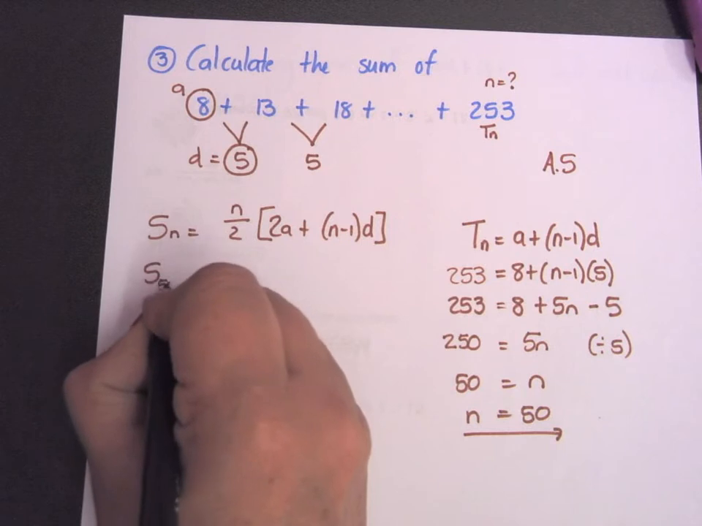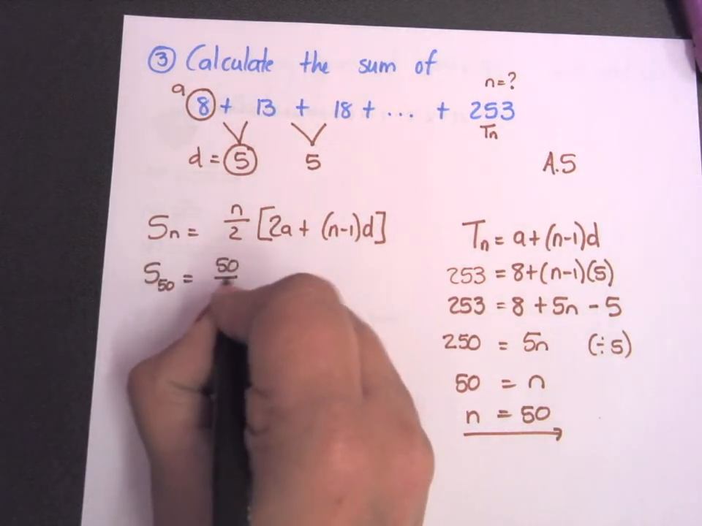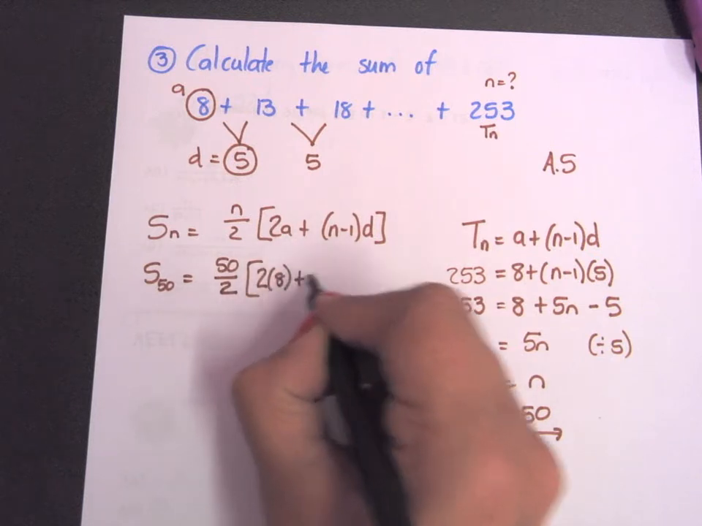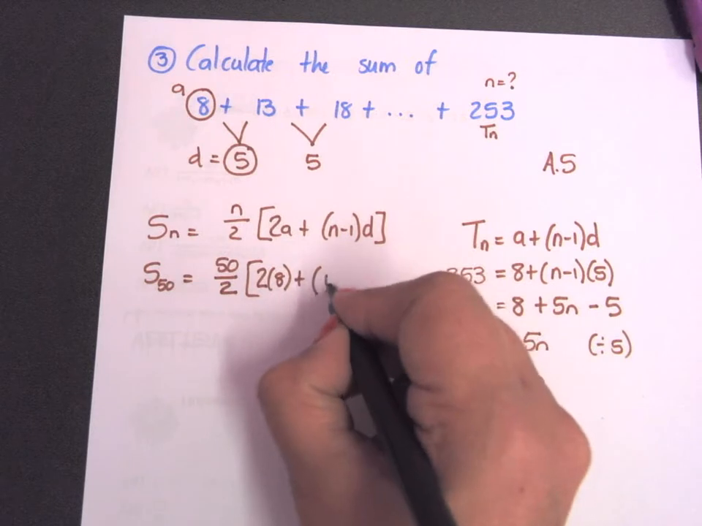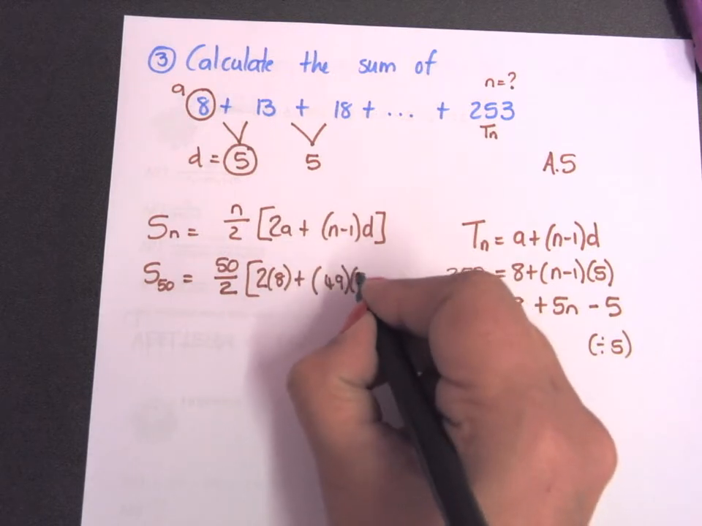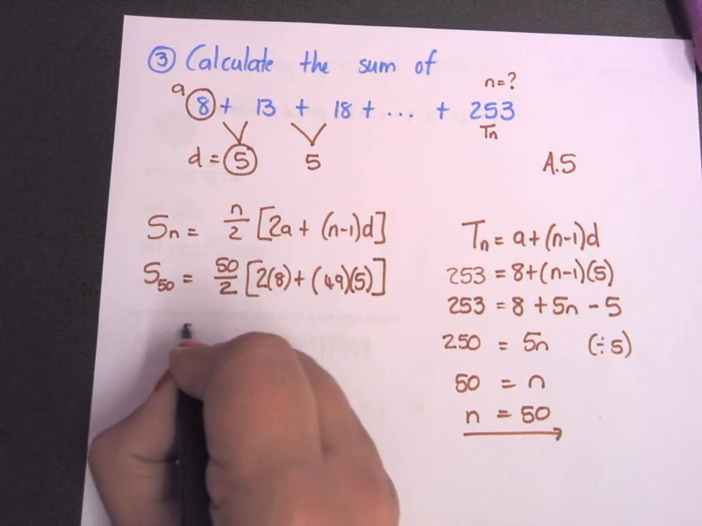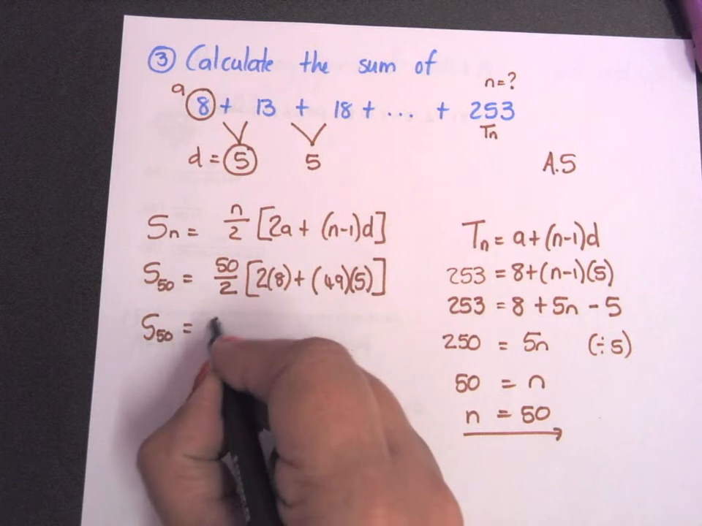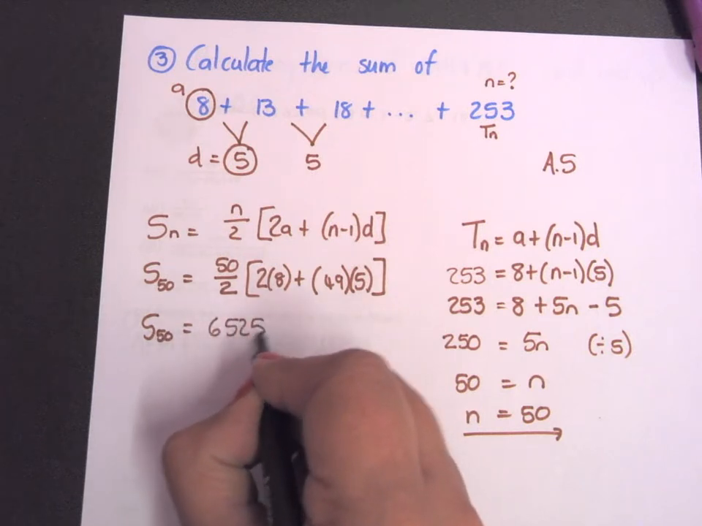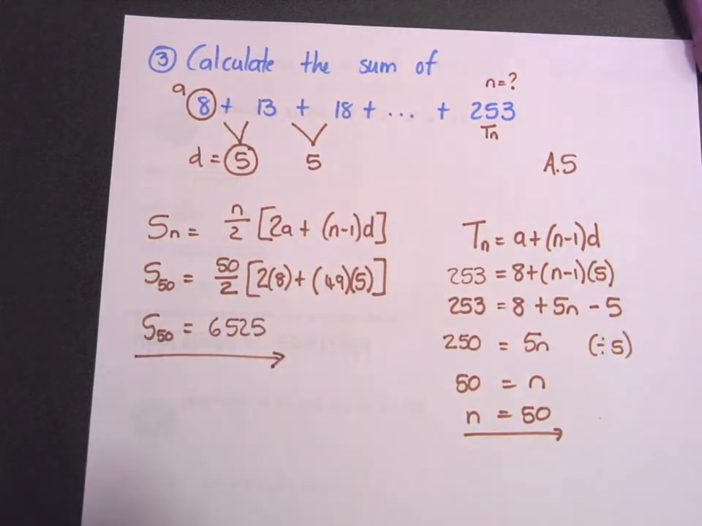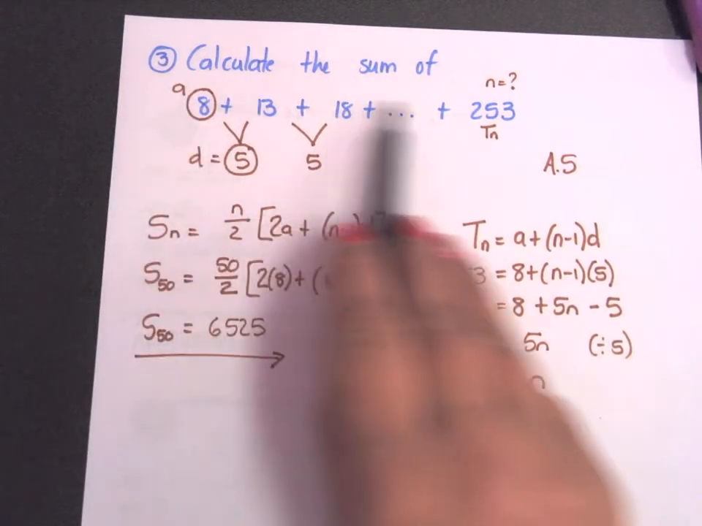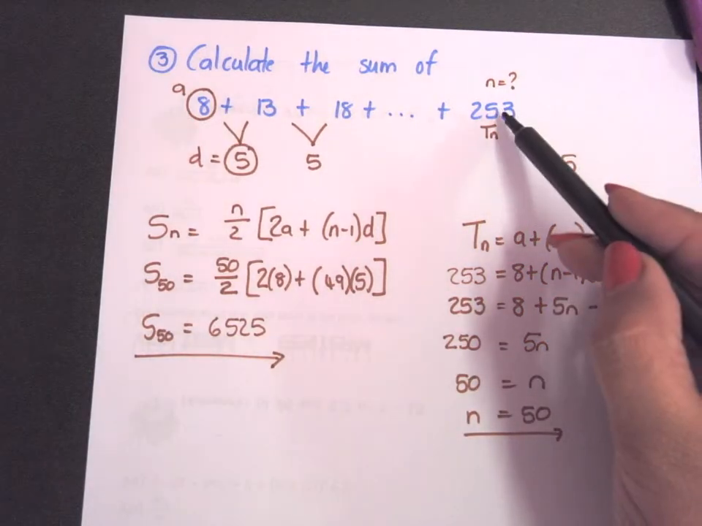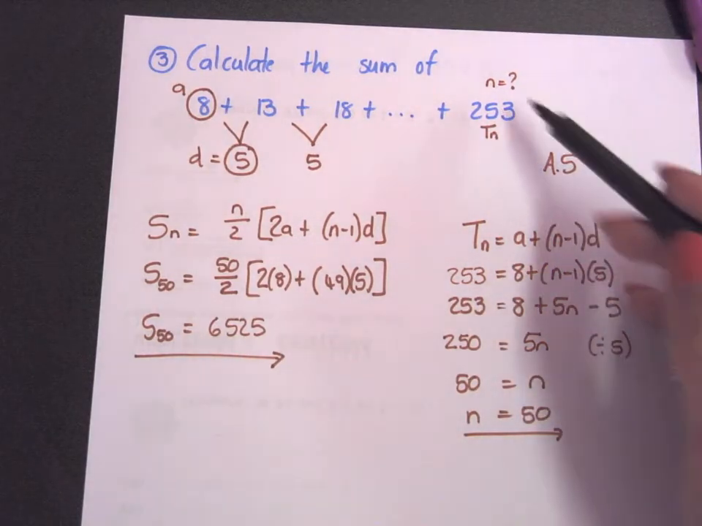The sum of 50 terms is 50 divided by 2 times 2a, which is 8, plus 50 minus 1, which is 49, times d, which is 5. So the sum of 50 terms, if you calculate that, will be 6,525. That means that if we add all 50 terms, we get this as an answer. And we know that we have 50 terms because we calculated n.